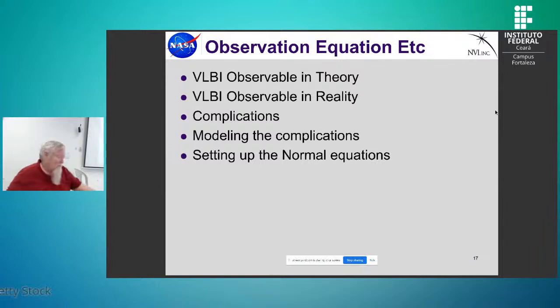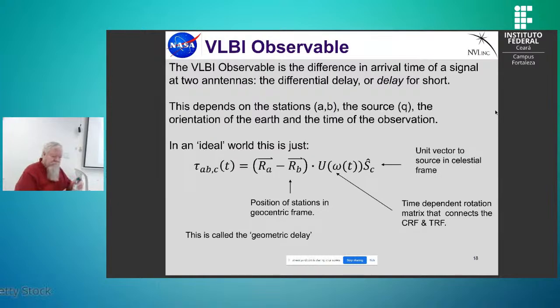Okay, so now I'm going to talk about modeling the data and doing solutions. So here's this equation that we've seen a lot of times. This is just the geometric delay. And the geometric delay depends on the station positions. It depends on the orientation of the Earth with respect to the celestial reference frame. And it depends on the source that you're looking at.